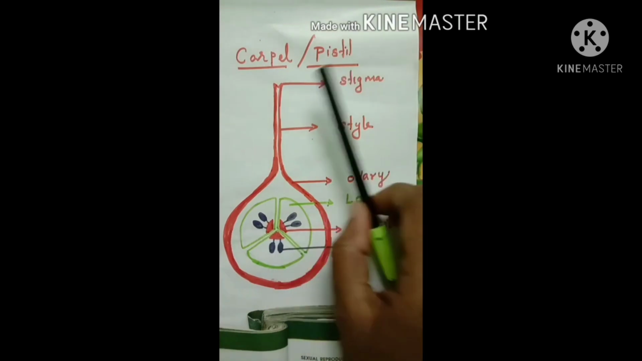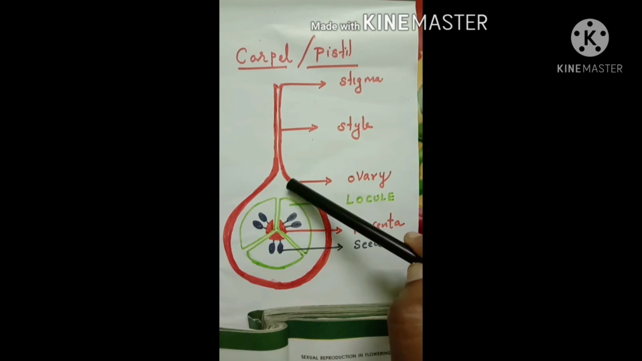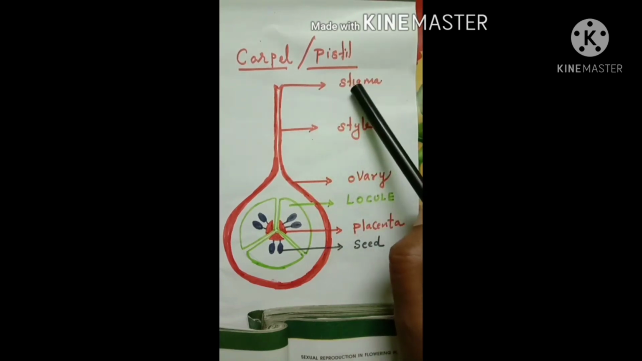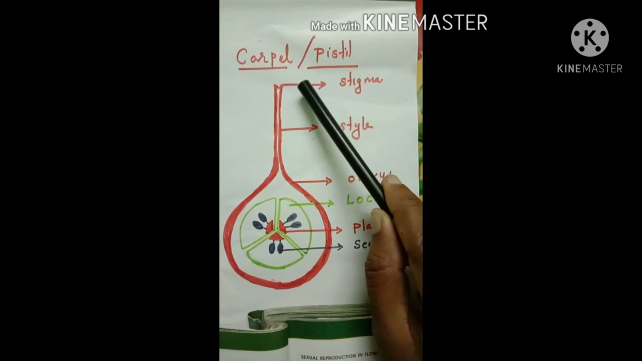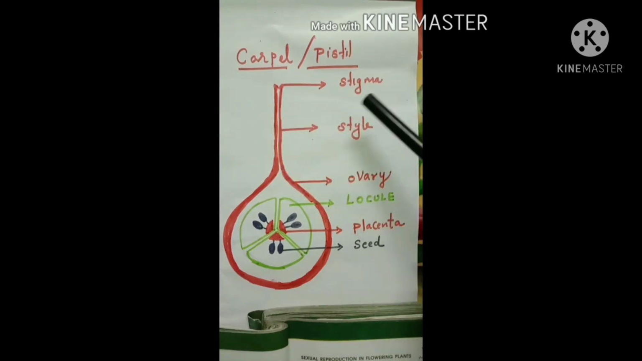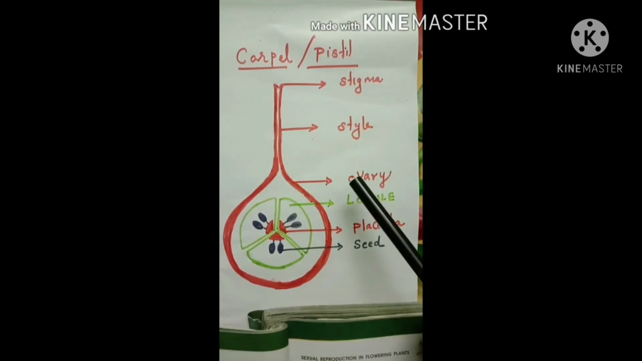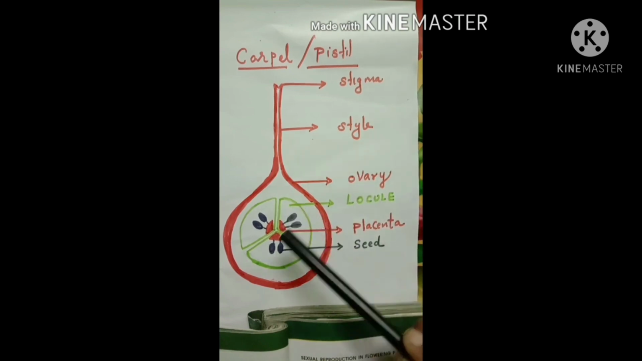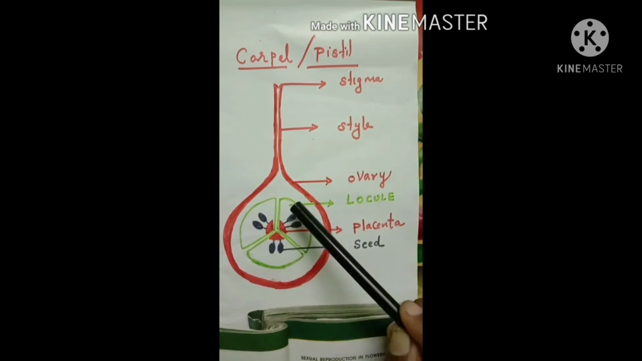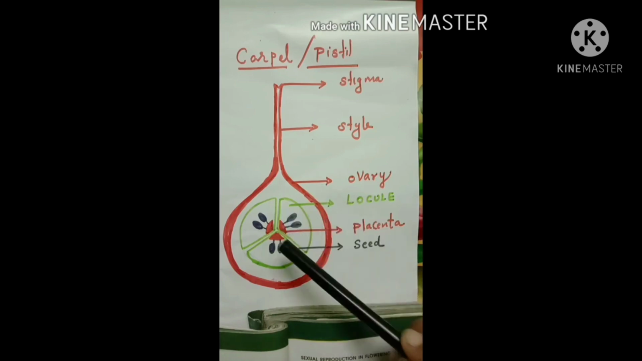Once more, listen to the structure of a carpel or pistil. Three portions: stigma, style, ovary. What is the role of the stigma? The stigma is the landing platform for the pollen grains. Pollen grains land on the stigma. Then the elongated slender tube-like structure beneath the stigma is called the style, and the basal swollen portion is called the ovary. Inside the ovary we can see chambers. These chambers are called locules. So the chambers within an ovary are called locules.